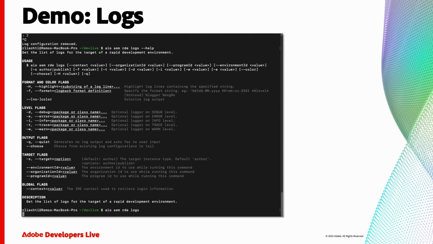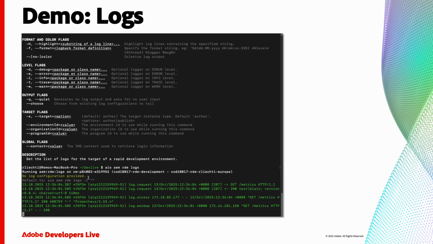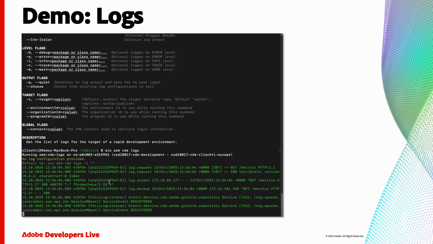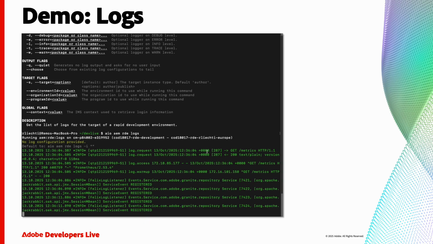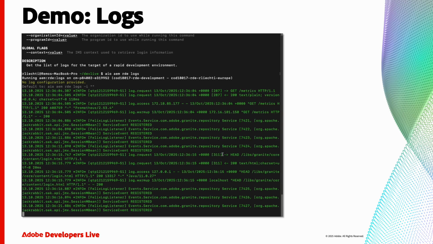If you don't specify anything, we are basically just tailing the logs which are on info and for none of the packages, so you just get all the info logs. For example, if you are opening pages on your RDE and browse stuff, then you would basically see all the requests and the responses there. So that's interesting to see.